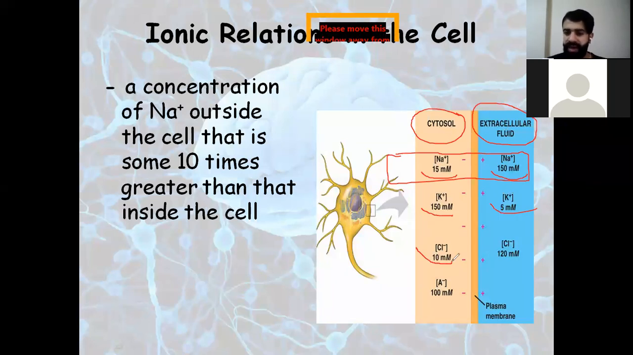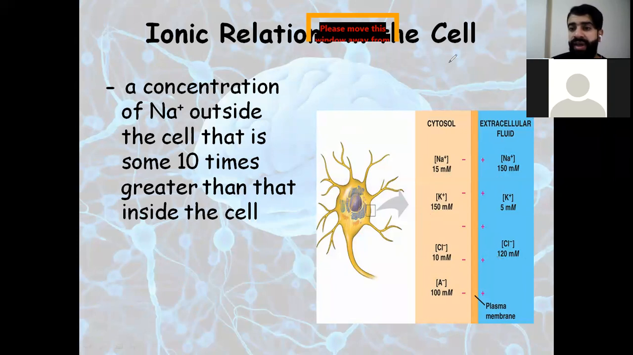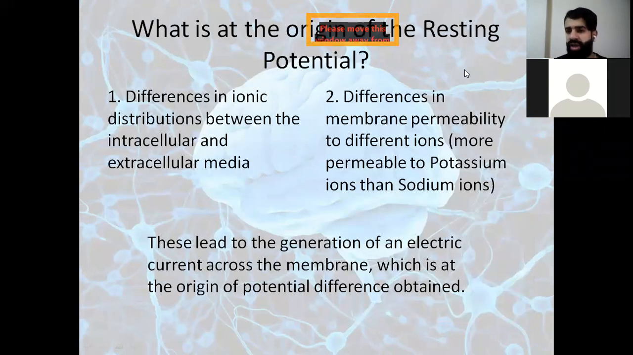Here it's 10, here multiplied by 12 times Cl minus in the extracellular. So here you have to show that we have different concentrations in the intracellular and the extracellular medium. So what is the origin of the resting potential? Resting potential exists due to the difference, as we see, in the ionic concentration between intracellular and extracellular.